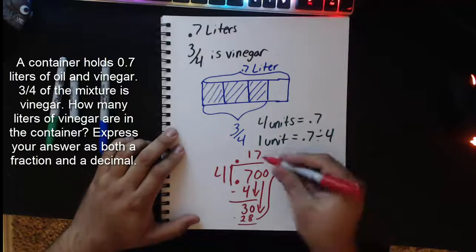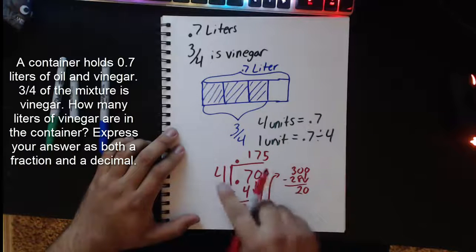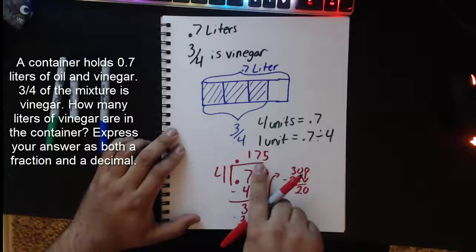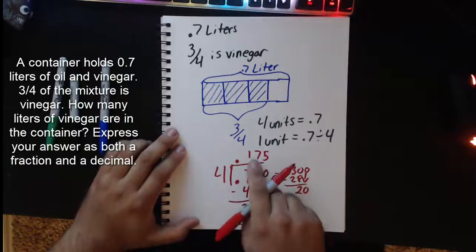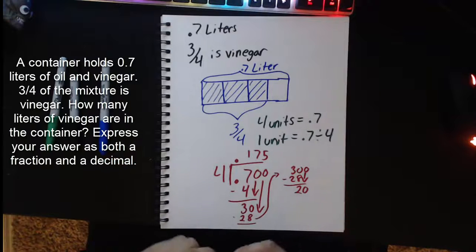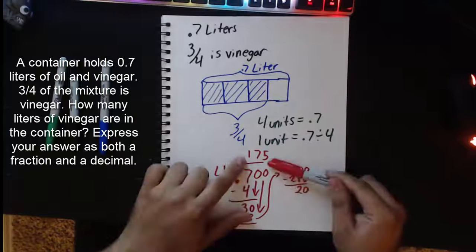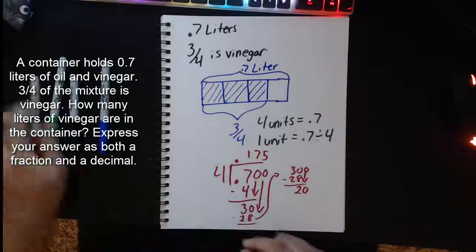4 goes into 20 5 times. So now it's saying that in 1 unit, I have 175 thousandths. But we don't need 1 unit. We need 3/4 of a unit. So we are going to multiply 175 thousandths by 3 to get my 3 units.